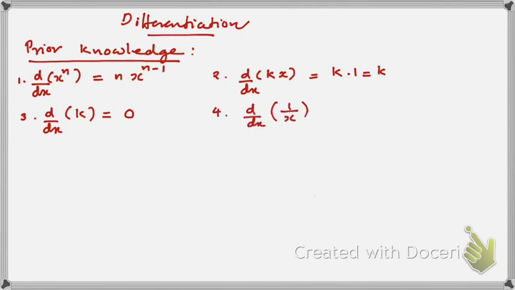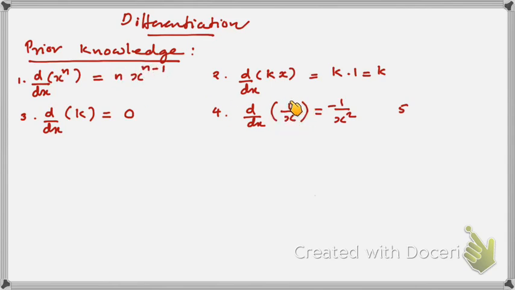The fourth result, derivative of 1 by x. It's minus 1 by x square. In fact, it's good to remember the result, but otherwise you will write it as x to the power of minus 1. That's your question. And then it falls under the first type.